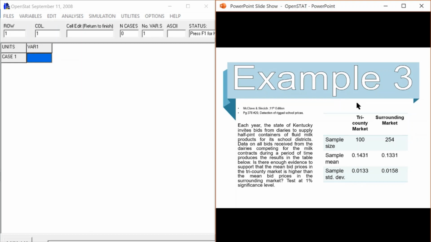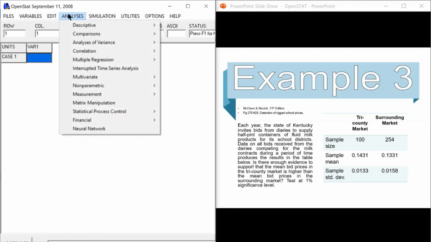Example 3. Each year, the state of Kentucky invites bids from dairies to supply half-pint containers of fluid milk products for its school districts. Data on all bids received from the dairies competing for the milk contracts during a period of time produces the results in the table below. Is there enough evidence to support that the mean bid prices in the Tri-County market is higher than the mean bid prices in the surrounding market? Test at 1% significance level.